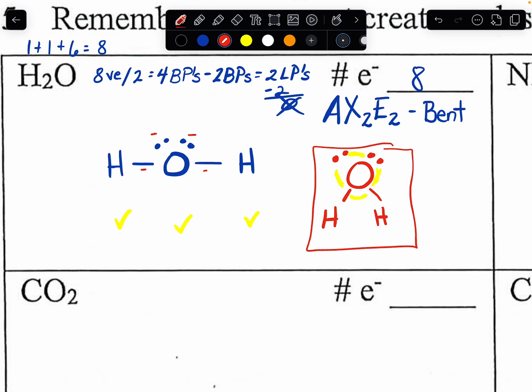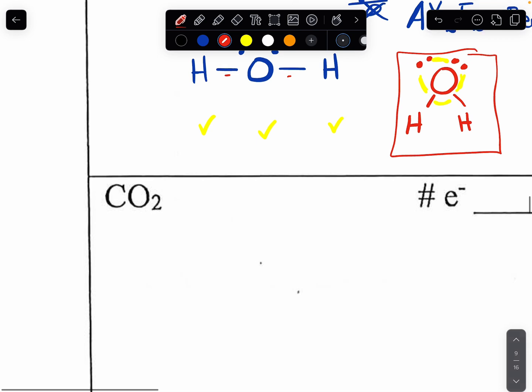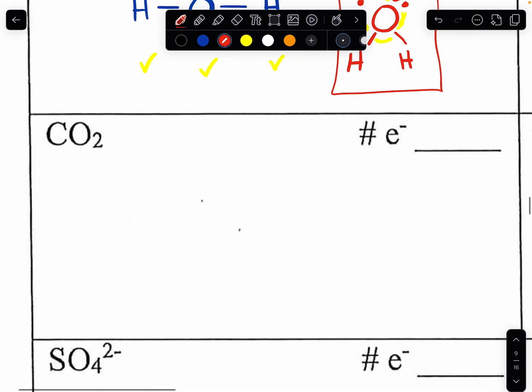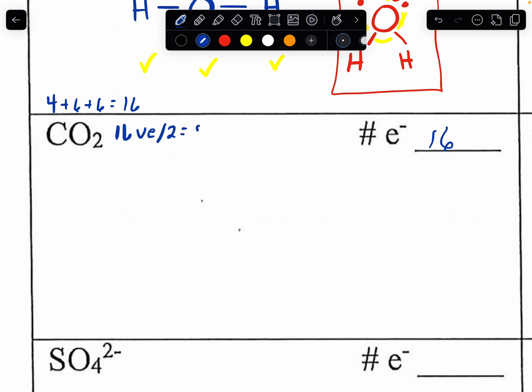Okay? I'm going to do one more. I'm going to do carbon dioxide. All right? So carbon dioxide, they're all nonmetals. So carbon has 4 valence electrons. Each oxygen has 6. So we have 16 valence electrons. 16 valence electrons into pairs would be 8 bonding pairs. I'm going to put carbon, it's the least electronegative. Oxygen, oxygen. I'm going to use bonds to connect the structure. So I used 2. So I have 6 lone pairs.